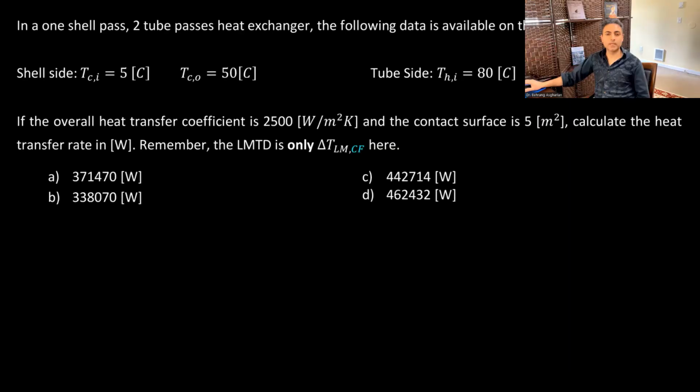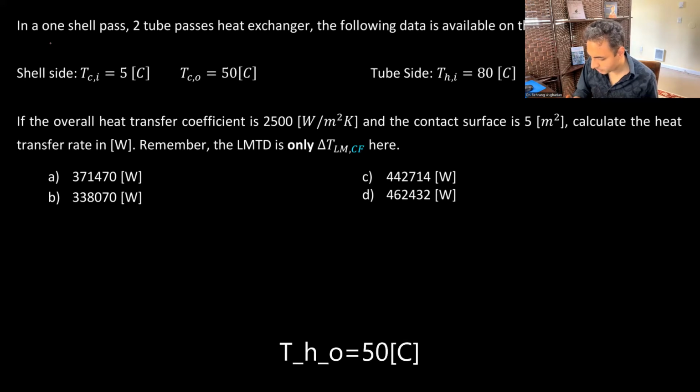Okay, so we're going to start with a problem. First, I'm going to show you the problem, then we're going to solve it, get the numbers, and see how that works. Here's the problem. It is a one pass, one shell, shell and tube heat exchanger. So one shell pass, two tubes like this. The flow is available on the shell side and the tube side.